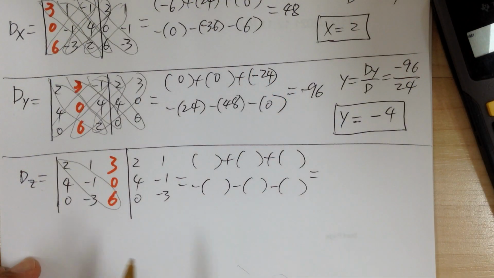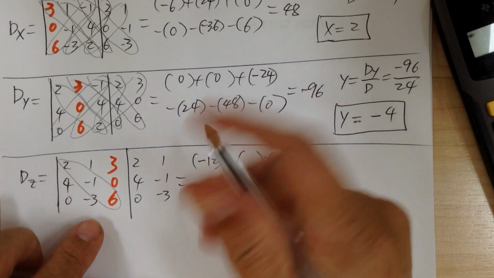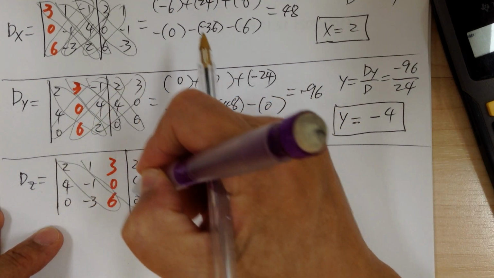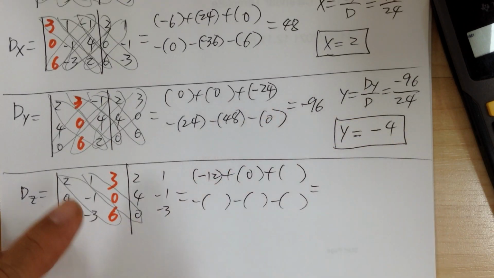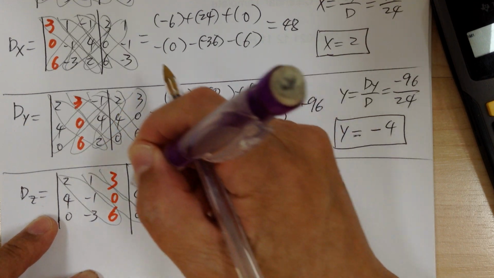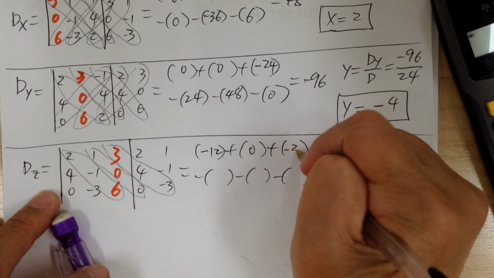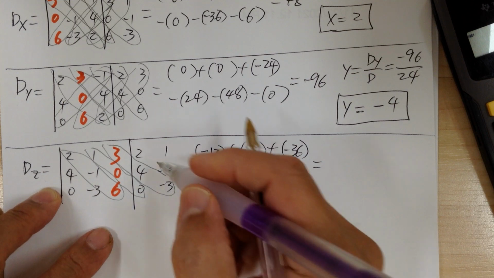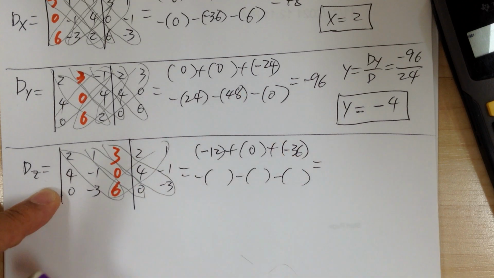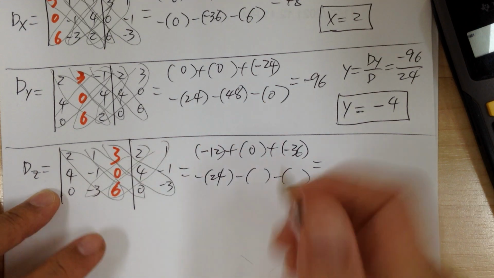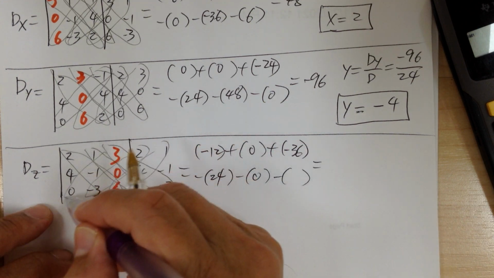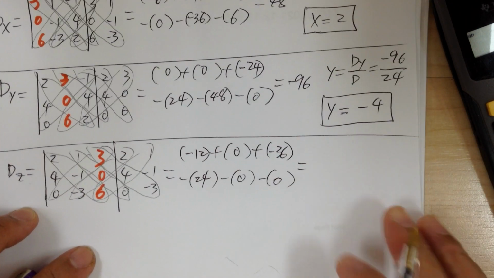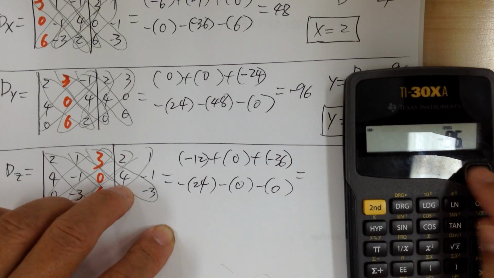So this diagonal would be equal to negative 12. Next diagonal would be equal to 0. Next diagonal be negative 36. Okay, then go opposite direction. This would be 24. Okay, this direction will equal to 0. This direction will equal to 0. So get a calculator, let's work it out.